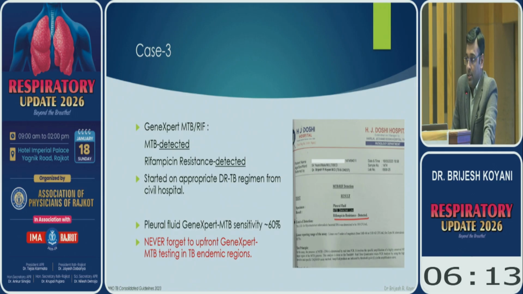Thankfully, he is still doing well. Pleural fluid GeneXpert sensitivity, although low, is 60%. But never ever forget to send the pleural fluid GeneXpert in TB endemic regions like India. Okay, so maybe you end up with the DRTB pleural fluid report once in a while.